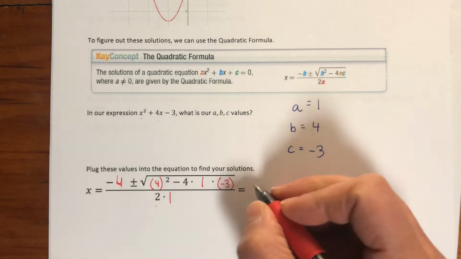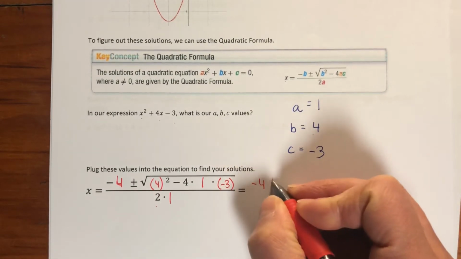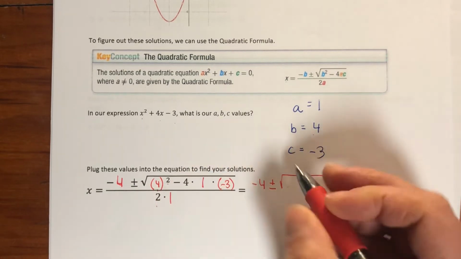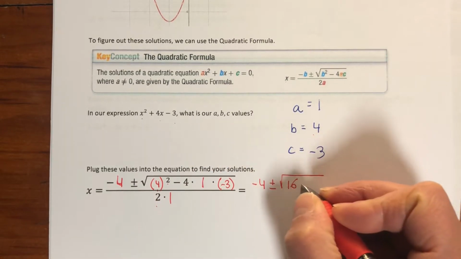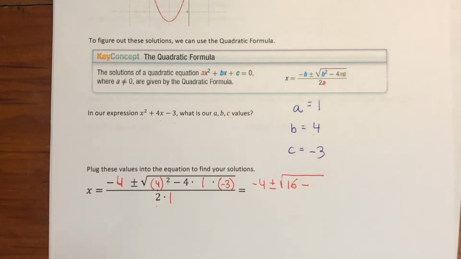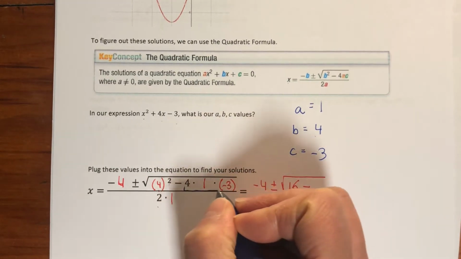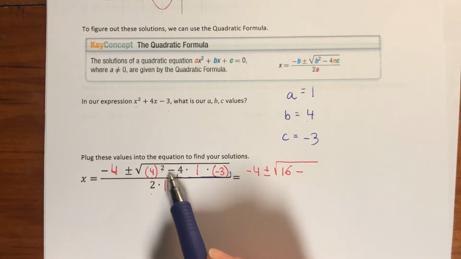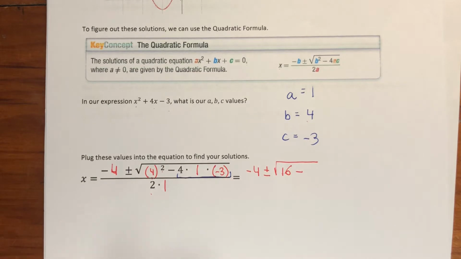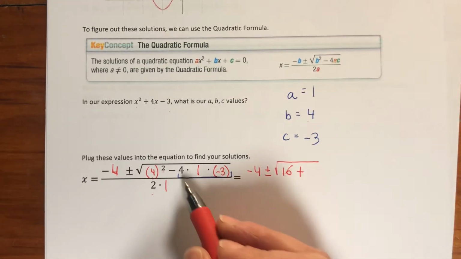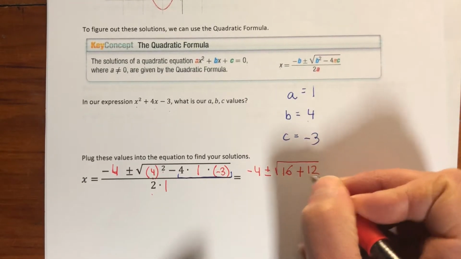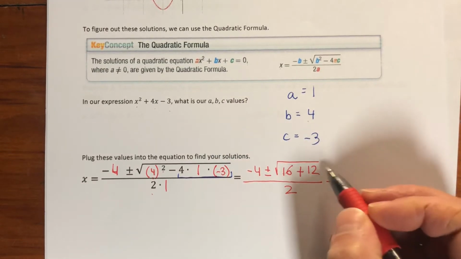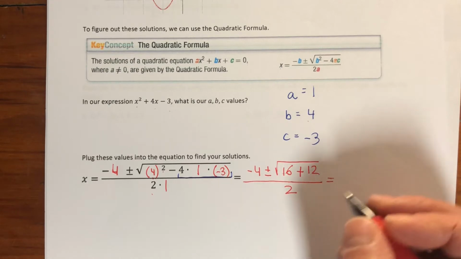So I am going to keep this as -4 plus or minus the square root of b squared, so 4 squared is 16, minus, and you need to make sure you do the order of operations correctly. This needs to be done next. If I multiply, take a look at the signs. We have negative times negative, so I am actually going to be adding. 4 times 3 is 12, divided by 2. We can clean it up a little bit more because 16 and 12, we can add those two numbers.